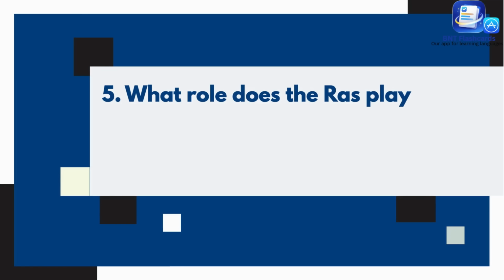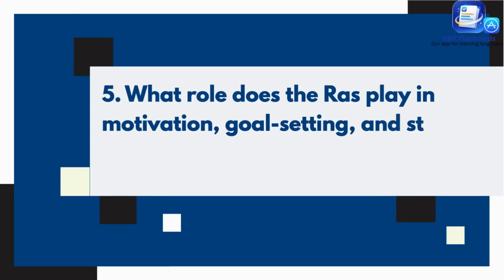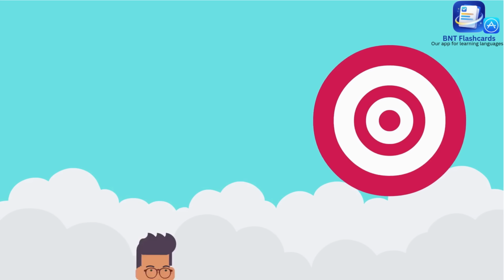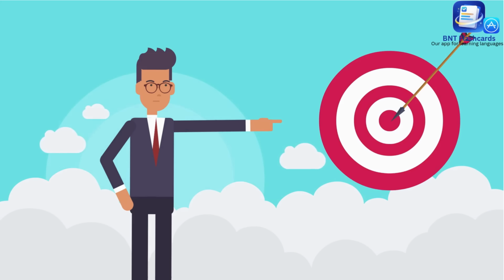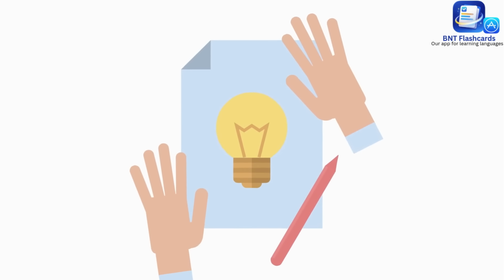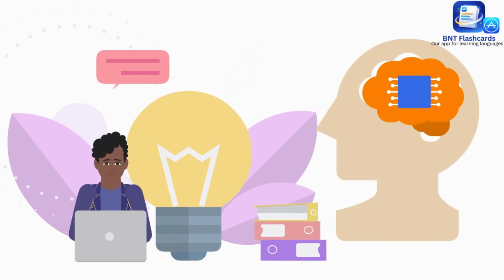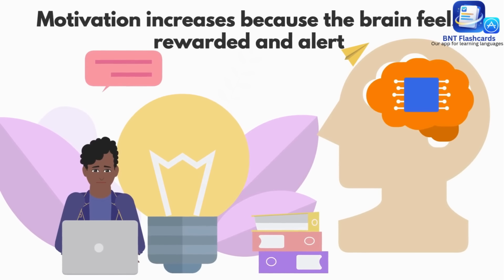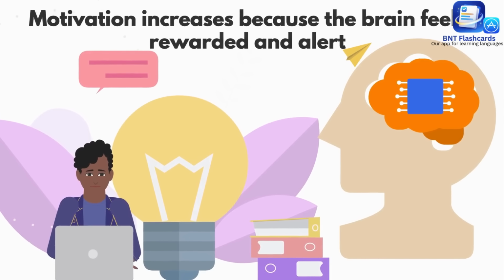5. What role does the RAS play in motivation, goal setting, and staying mentally engaged? The RAS becomes more active when we set clear goals. Goals tell the brain what to look for, keeping us mentally engaged. When the RAS recognizes progress or relevance, motivation increases because the brain feels rewarded and alert.